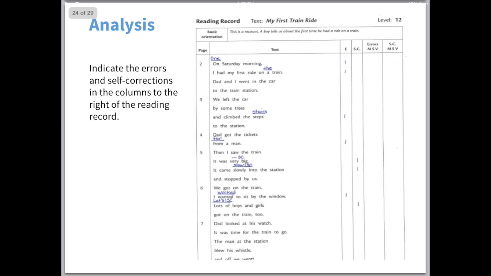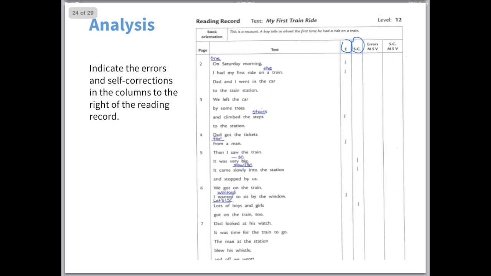Now that we know a little bit more about the different kinds of errors students can make, how do we score this? On the running record sheet, you will see 4 columns. The first one is where you indicate the errors, and the second one is where you indicate the self-corrections. Once you have indicated these, you're ready to analyze the errors.